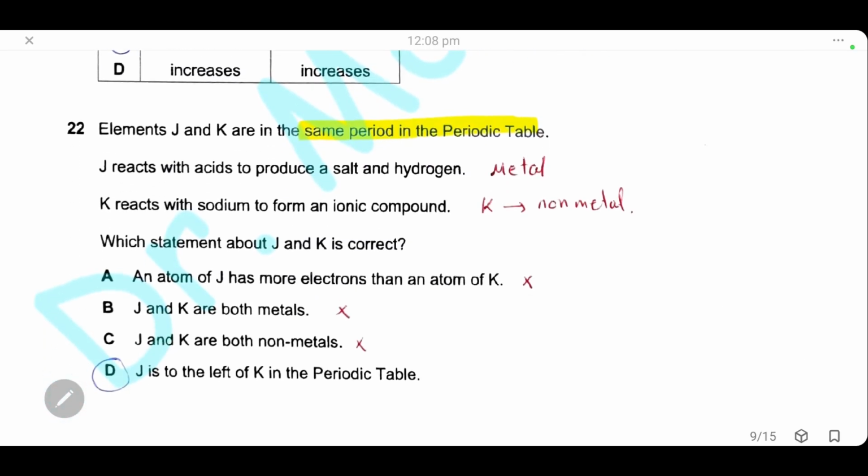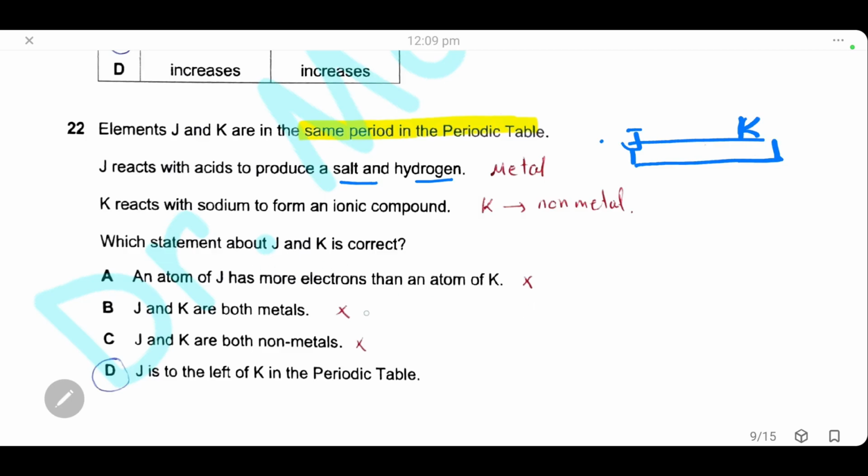22. Elements J and K are in the same period of the periodic table. J reacts with acid to produce salt and hydrogen. So J is a metal. It will be on the left side of the periodic table because it reacts with acid to produce salt and hydrogen gas. K reacts with sodium to form an ionic compound. So K is a non-metal. It reacts with sodium, which is a metal, to form an ionic compound. So K is a non-metal and it is on the right side of the periodic table.